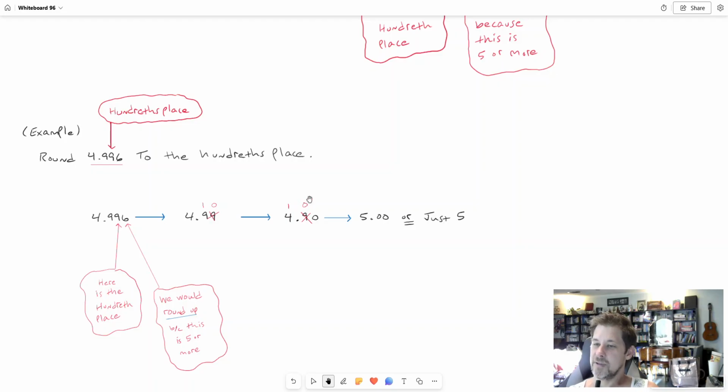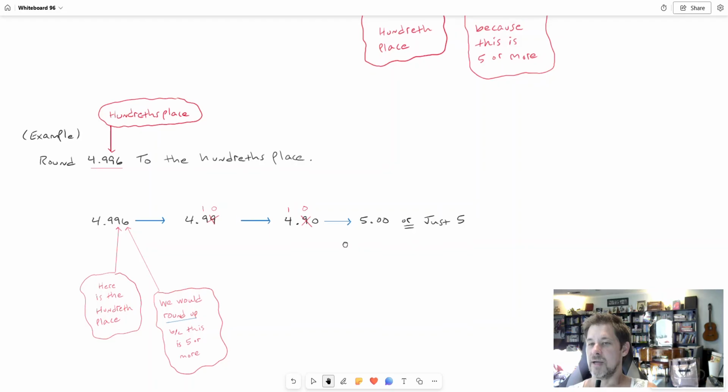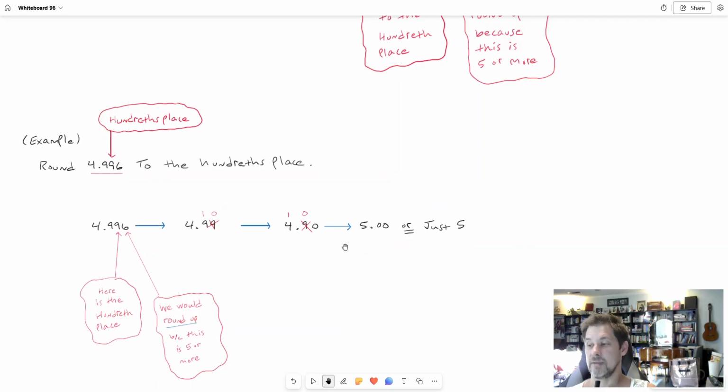I write a 0 over that digit that I just bumped up, and then the 1 over the digit that's just to the left. And then what do I do? That's now a 0, and then 4 plus 1 is whatever this digit's going to be. That's 5. So I get 5.00, or you could write just 5. So that's how we handle nines.